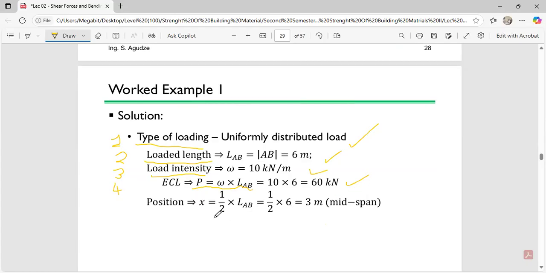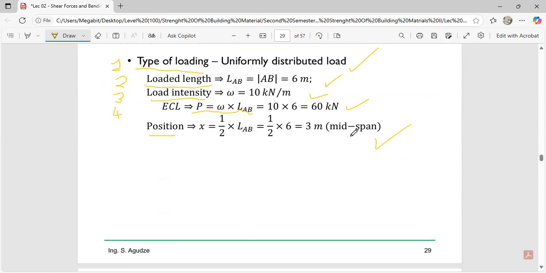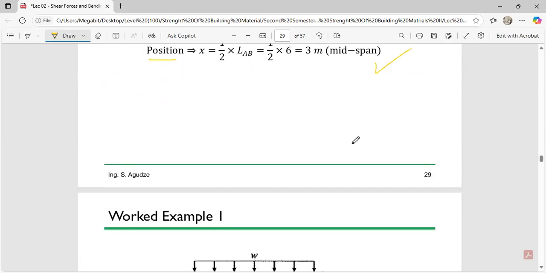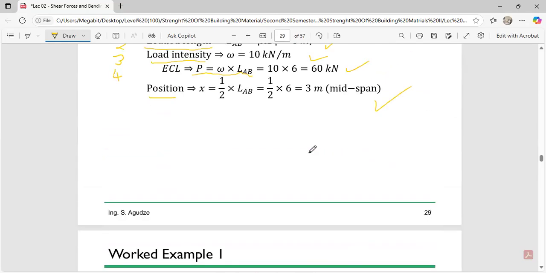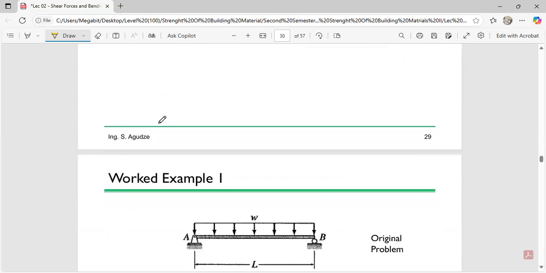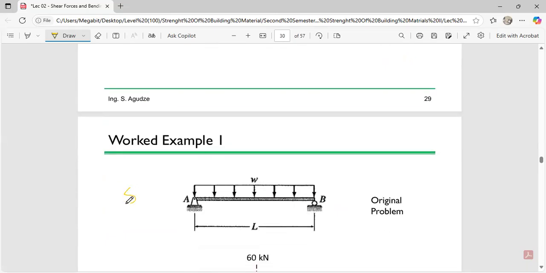Then the position. We said that to calculate your position, you always multiply half times L. Okay, and our L over here is our span, which is the 6 meters. So half times 6 is giving us 3. So it's telling us that our load is going to be concentrated at midspan. Okay, so after your fourth step, what do you do? In your step five, you come and redraw your original problem again, for another mark.